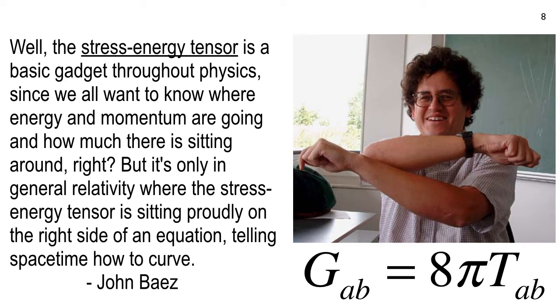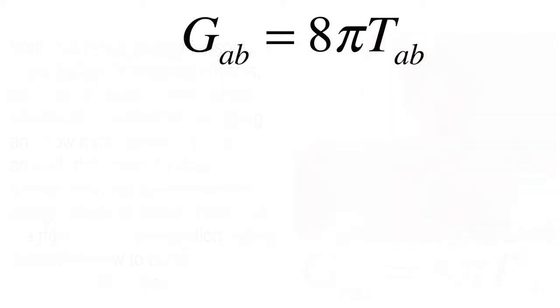That's a sign of curvature, where the radius of a circle and the circumference of the circle disagree. It's not strictly 2 pi r. And that's what we mean by curvature of space-time. That's spatial curvature. Now, here's the equation that John Baez was talking about.